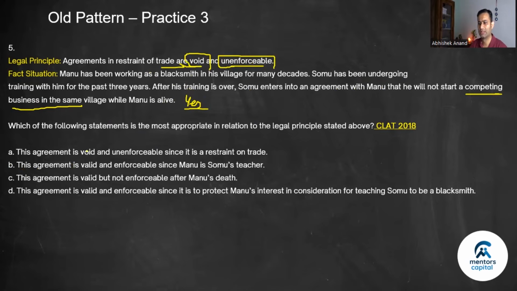Let's look at the choices. This agreement is void and unenforceable since it is restraint of trade. Yes. Such a good question. Pehle choice mein answer de diya, right? So you may want to check the other choices, but this is the best answer.